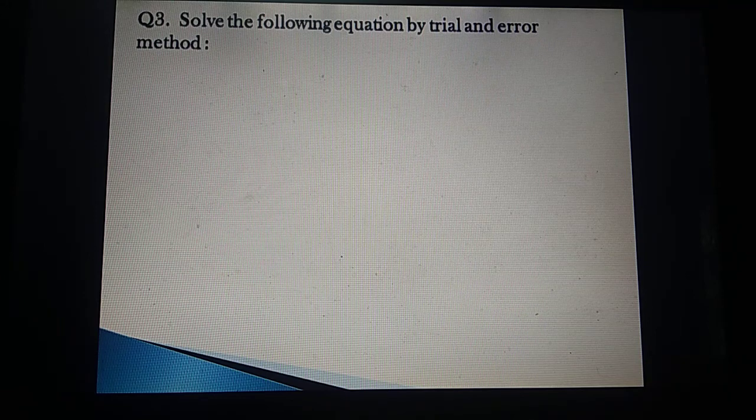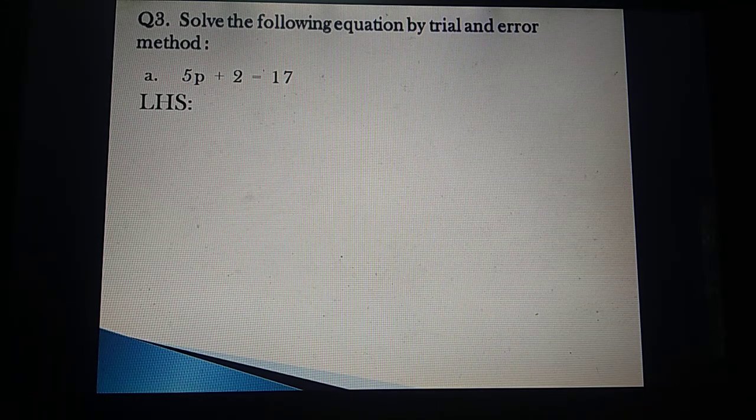Moving to question number 3. 5p plus 2 equals 17. What are you supposed to do here? Solve the following equation by trial and error method. We are supposed to replace p by different values until LHS equals RHS.